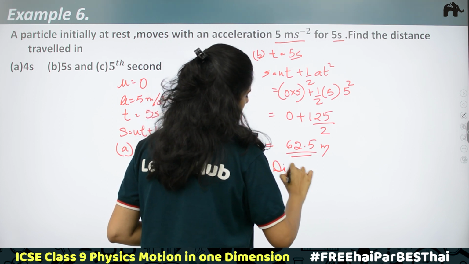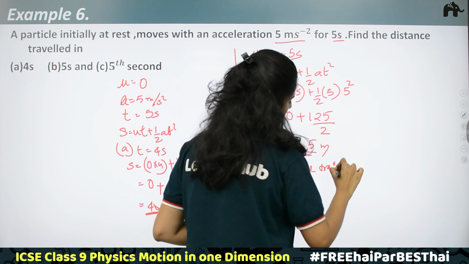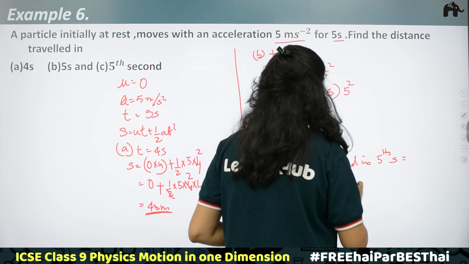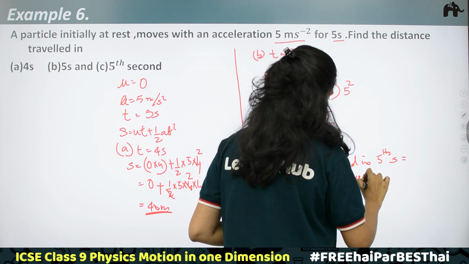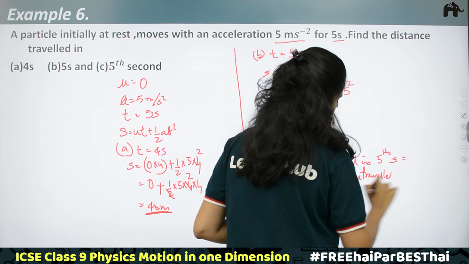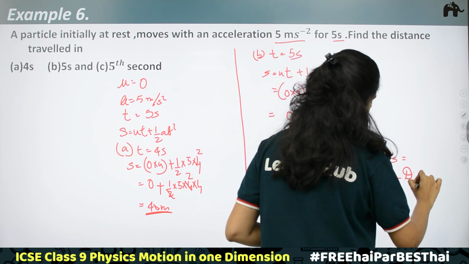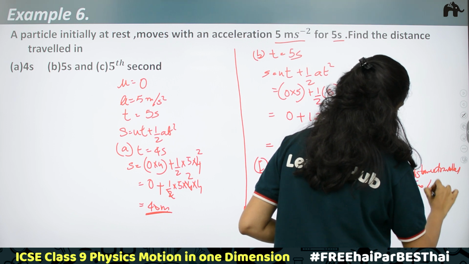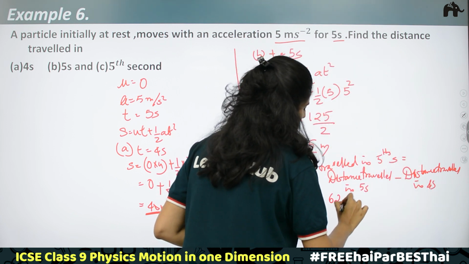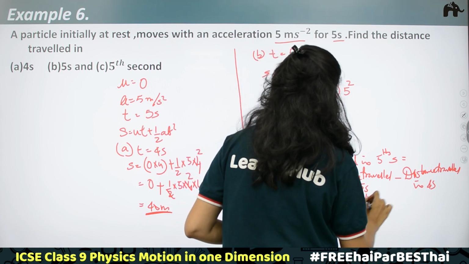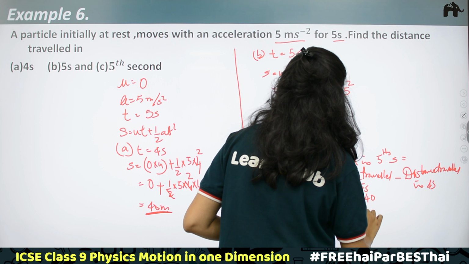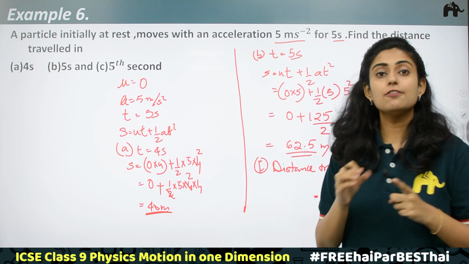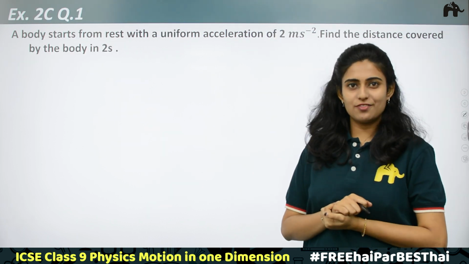C part, distance travelled in fifth second is equal to distance travelled in 5 seconds minus distance travelled in 4 seconds. That is equal to 62.5 minus 40, which is 22.5 meters. So, here it is moving a distance of 22.5 meters in the 5th second. Clear? Now, let us solve questions from exercise 2C.